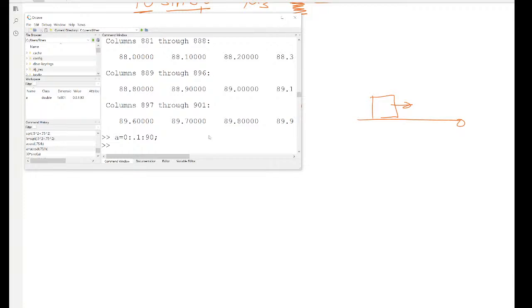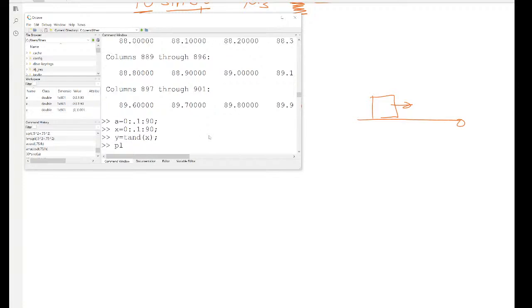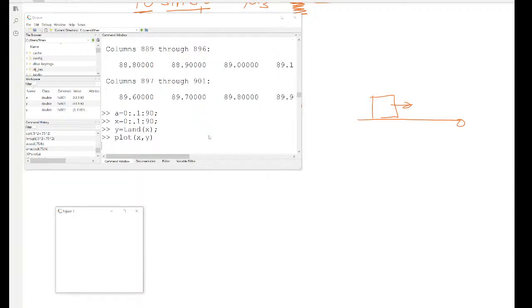Now, I said A, but I can leave it as A. But I want to plot this. So I'm going to say the angle is x, and then y is equal to the tangent in degrees of x. And I don't want the output to show up. And now I just want to plot x versus y, and give it a second.